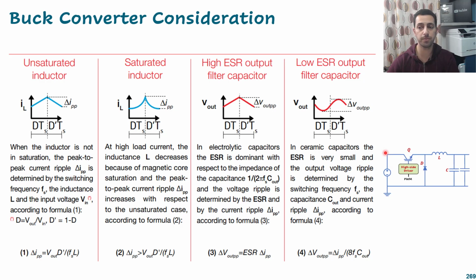And this is very important. This slide sometimes summarizes what we have spoken about. We have an unsaturated inductor. The inductor waveform will look like this. We have a saturated inductor. The inductor current waveform will look like this, a spiky one. If we have high ESR, the waveform of the voltage will look the same as the current. But if we have low ESR, it will look sinusoidal or very exponential.